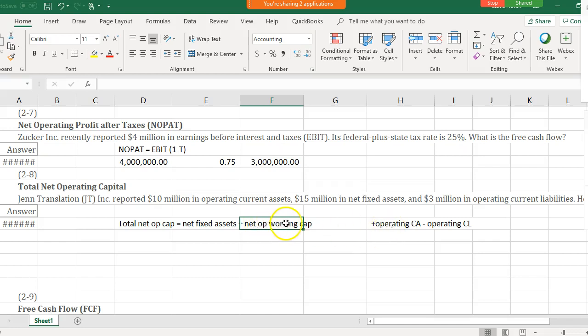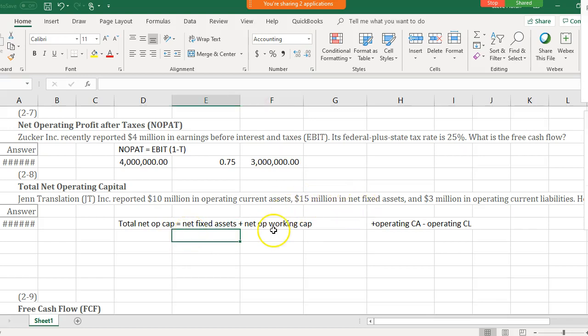Okay. So net operating current assets would be quite often things like receivables, inventory, prepaids, cash. Operating current liabilities are typically accounts payable and accrued liabilities. Okay, but they're not going to leave that a mystery to you. They'll tell you what those numbers are. So let's go ahead and plug the numbers in.